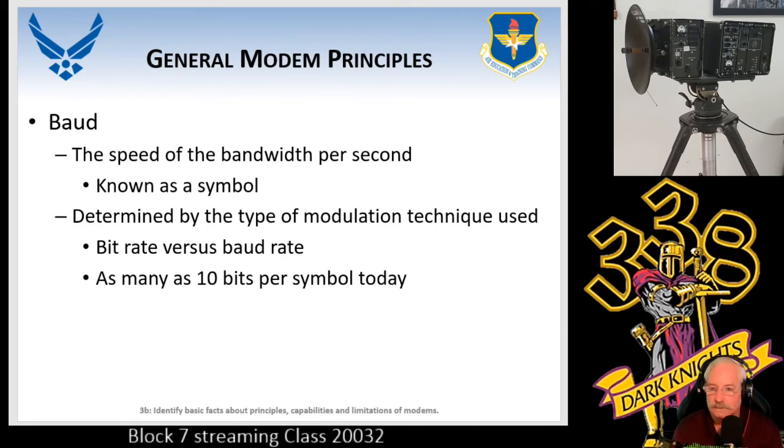What is baud? Well, it's a speed known as a symbol. Interesting. It is also determined by the modulation type as to how many symbols you can have. You've got bit rate versus baud rate, a bit being the ones and zeros in a word. An 8-bit word can transfer as maybe one baud. You just don't know. And you can have as many as 10 bits per symbol today. I'm probably certain now that there's probably more since they're working on a 10K TV.